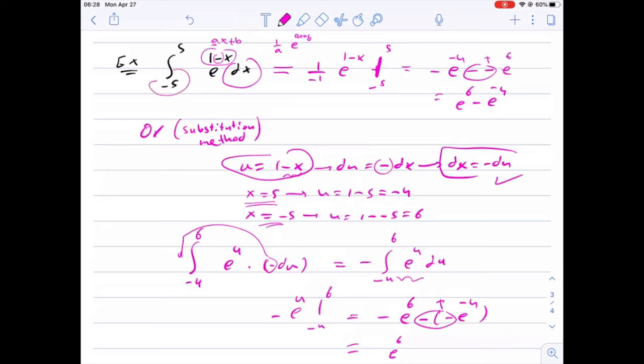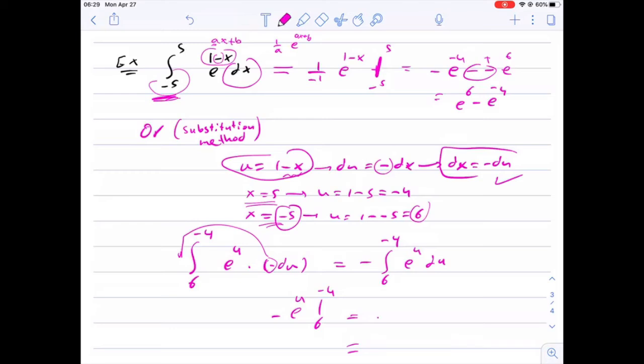So the lower limit is, I just reversed the order. So the -5, which is the lower limit, corresponds to 6. So this is 6, this is -4. So I should change these. So we have 6, -4, 6, -4.